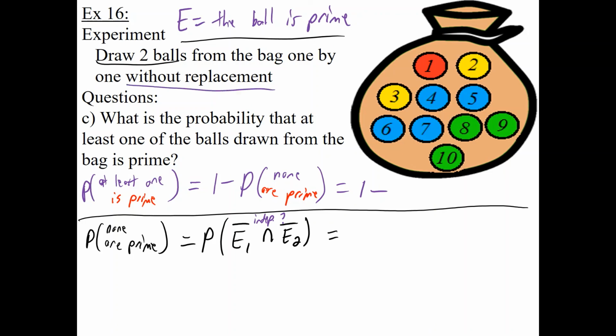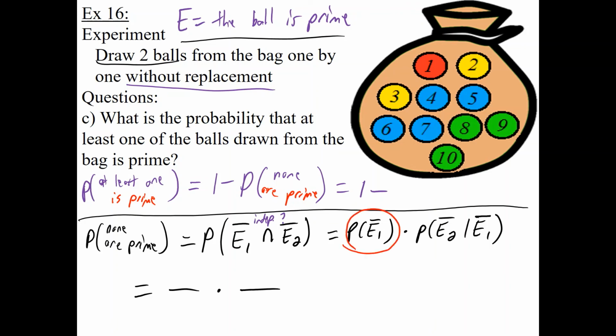So the formula then is the one that has the conditional probabilities. It's a probability of the first times a probability of the second given the first. All right, and now we start counting things. So this is the probability the first one is not prime. So if you draw from this bag, what's the probability the first ball you get is not prime? Well, the primes are 2, 3, 5, and 7. The ones I've circled are prime. So let's find the probability of getting one that's not prime. Just count the rest of them to see the ones that are not prime. Looks like there's 6. 6 non-prime, 10 total.